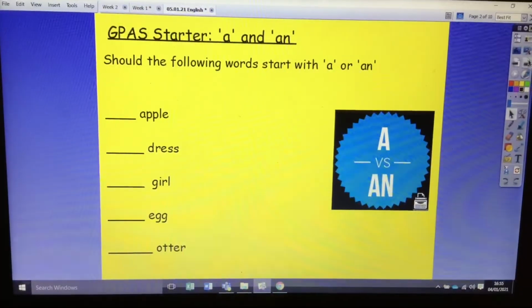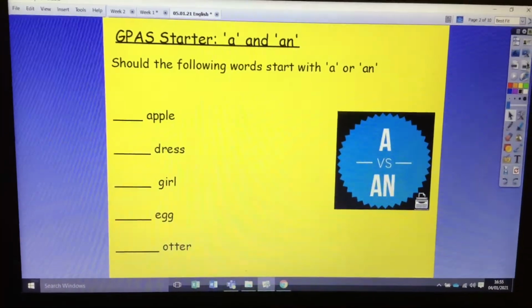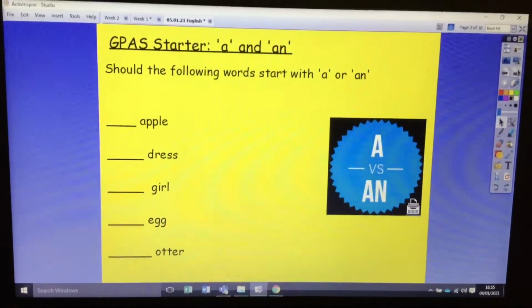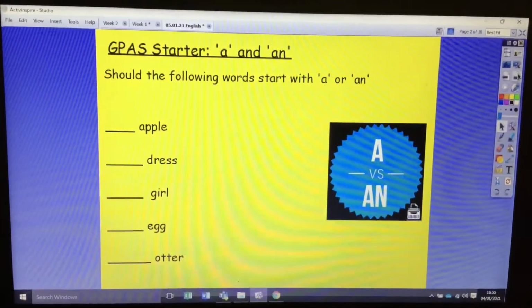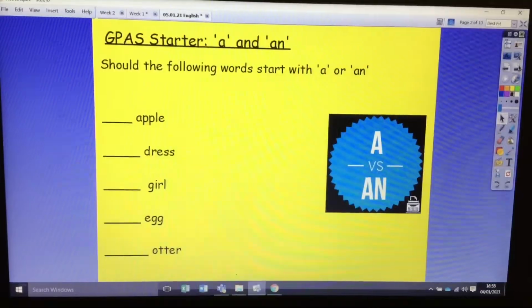Should these following words start with a or an? We've got the words apple, dress, girl, egg, otter. Please pause the video now, write it down wherever you'd like, and have a go.